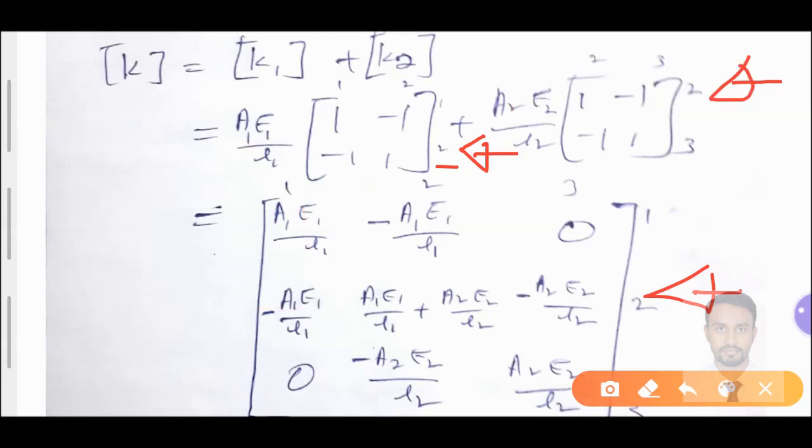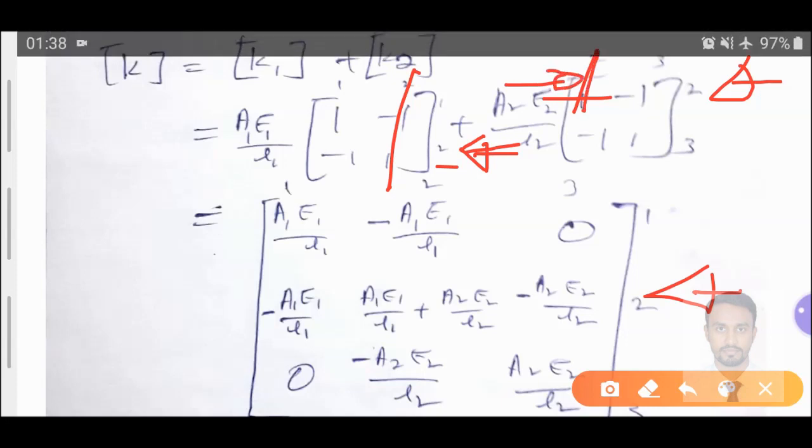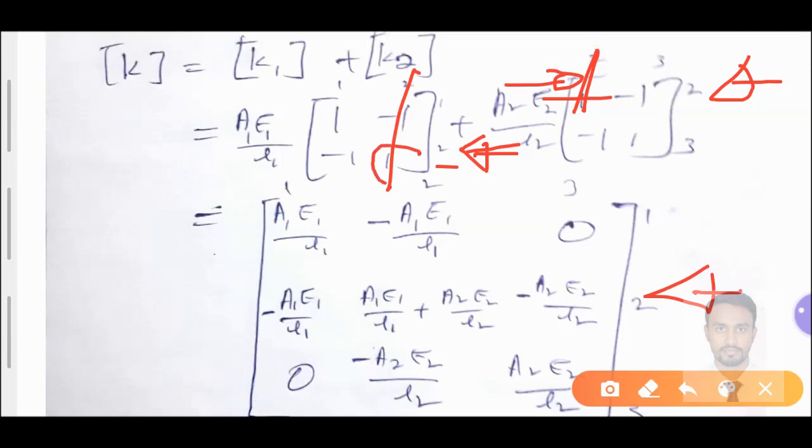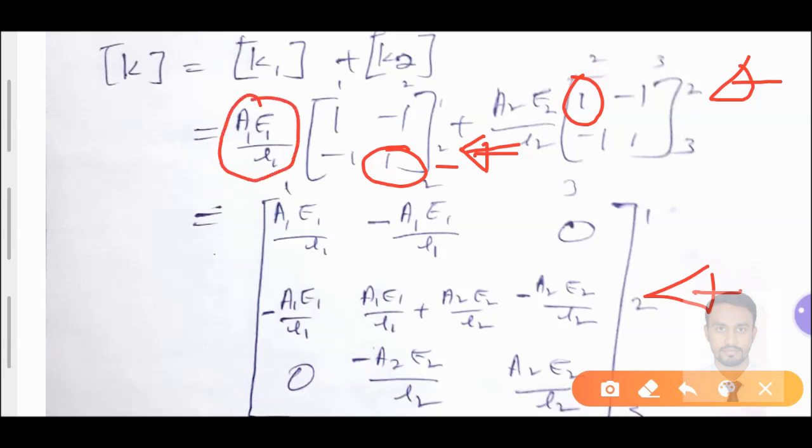So next is second row second column. Is it anywhere here in the second matrix? Yes, it's there, second row second column. This is the row number 2 as well as column number 2. We have 2 values, so that means this value plus this one we need to add. So what is that value we have here? This value plus 1 and 1. So multiply this a1 e1 divided by l1 plus a2 e2 divided by l2. Either it is minus or plus, it is also a plus, both are plus plus.